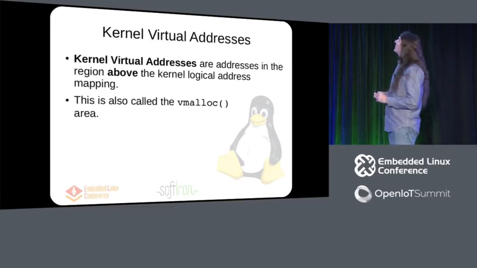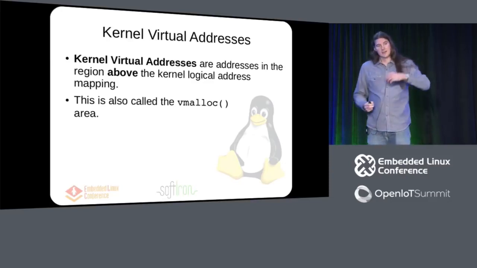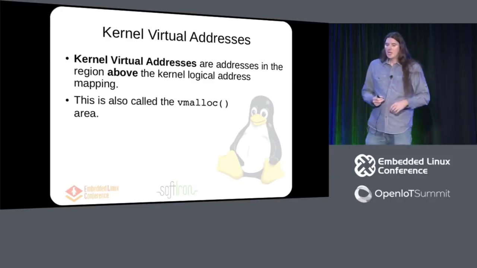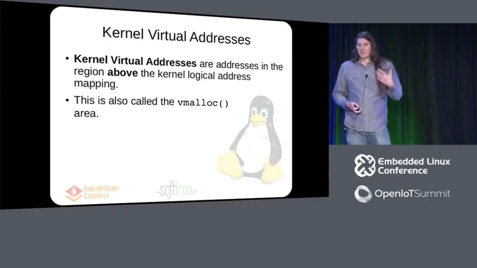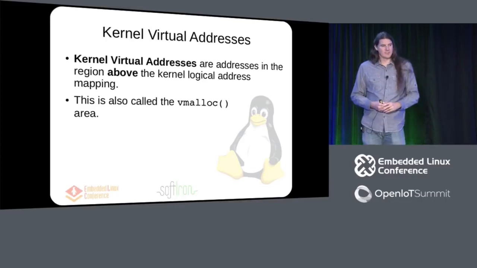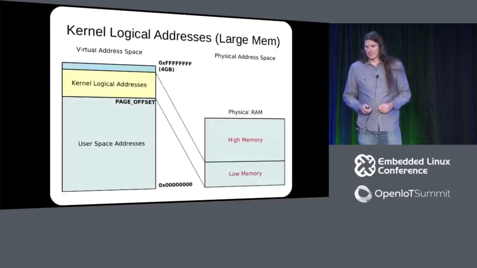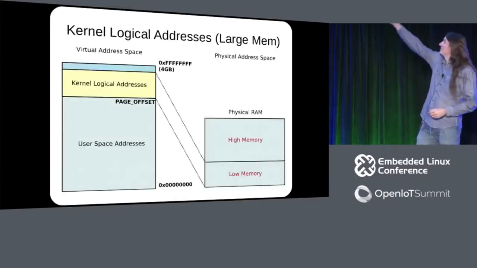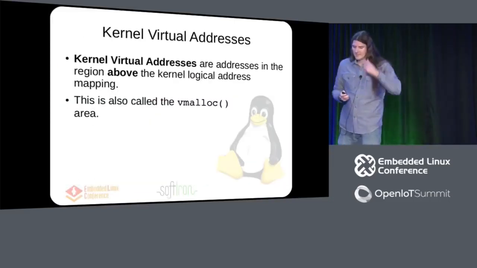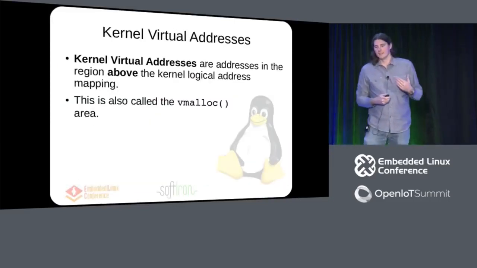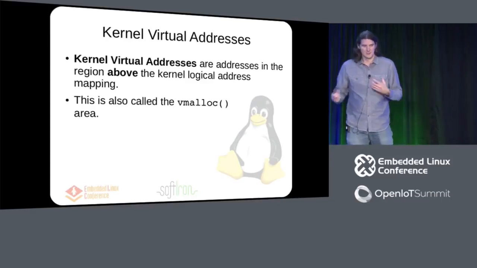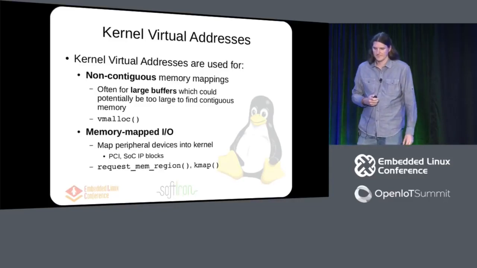So let's talk now about kernel virtual addresses. We've talked about kernel logical addresses. Now we're going to talk about kernel virtual addresses. Kernel virtual addresses are the addresses in the region above the kernel logical address mapping. So looking back at the picture here, we have kernel logical addresses. This is what's in the area above that. This is also called in the Linux kernel source code the vmalloc area. So sometimes you'll see it referred to as the vmalloc area.